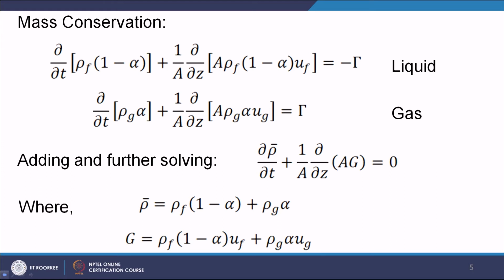On the other hand, for the inertia part, we have 1 by a del del z of, now here if we take a common, it will be rho f into 1 minus alpha into u f plus rho g into alpha into u g. That is nothing but your G. Okay. So, here we can write the mixture mass conservation equation as del rho bar del t plus 1 by a del del z of a G equals 0, because both the source terms cancel each other.